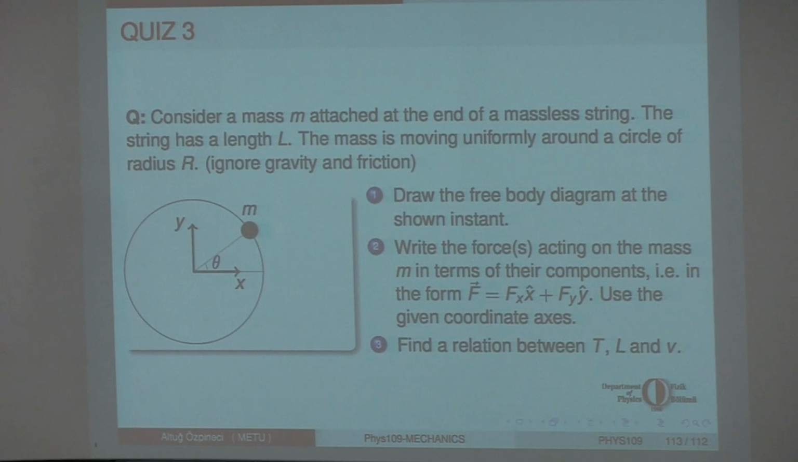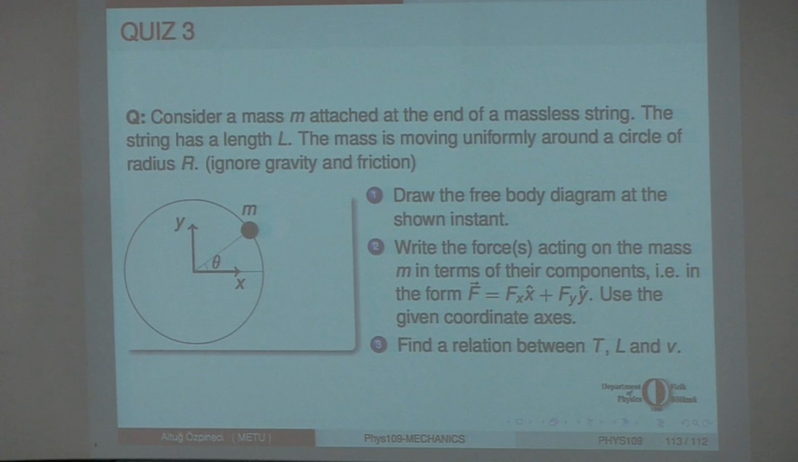This system is in space, far, far away from any other planet and galaxy, so there's no gravitational force, there's no friction, so you just attach a mass to the end of a string and rotate the mass. So question 1, draw the free body diagrams. Well, this is almost identical to your second quiz. Draw the free body diagrams showing the forces on the free body diagram. Second thing, write the forces acting on your mass, whatever they are.